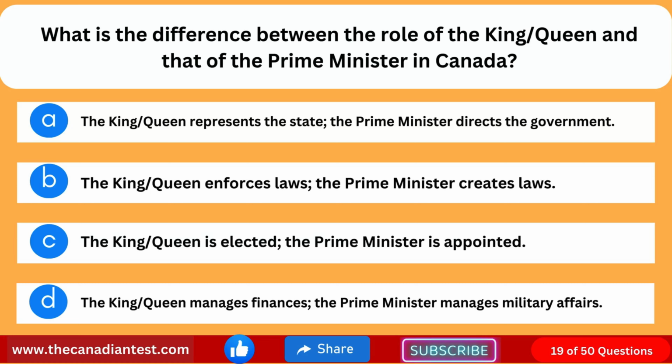What is the difference between the role of the King or Queen and that of the Prime Minister in Canada? Option A, the King or Queen represents the state; the Prime Minister directs the government. Option B, the King or Queen enforces laws; the Prime Minister creates laws. Option C, the King or Queen is elected; the Prime Minister is appointed. Option D, the King or Queen manages finances; the Prime Minister manages military affairs.